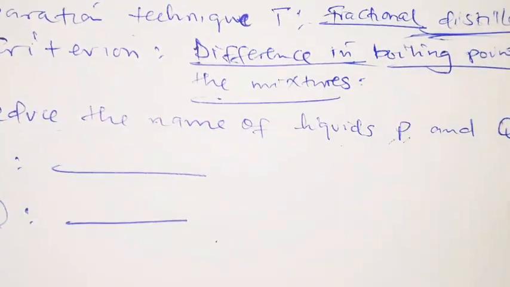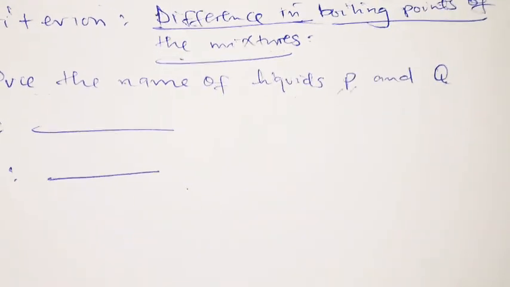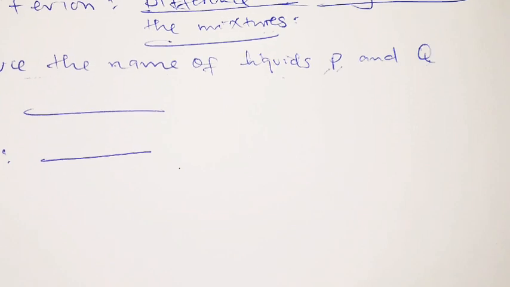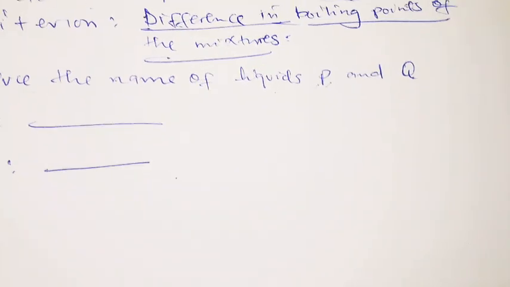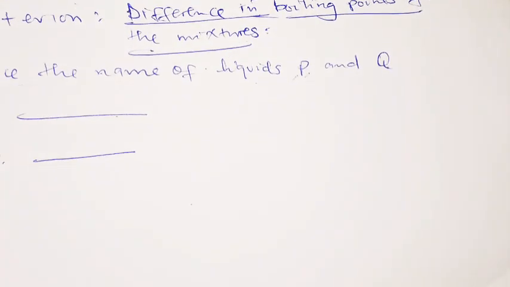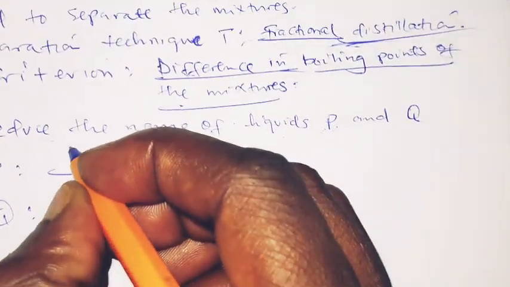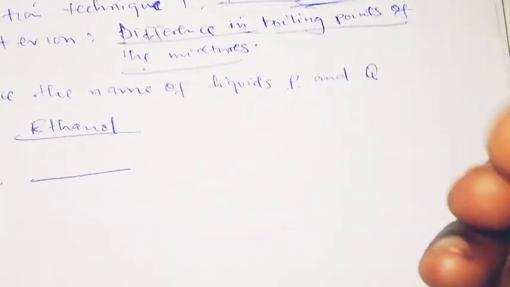Deduce the names of liquids P and Q. What is the name of liquids P and Q? In most school level science contexts, the classic examples of two miscible liquids separated by fractional distillation are ethanol, with the boiling point at 78 degrees Celsius, and water, with the boiling point at 100 degrees Celsius. Since these are the common examples of miscible liquids that can be separated by fractional distillation, we may have P to be ethanol.